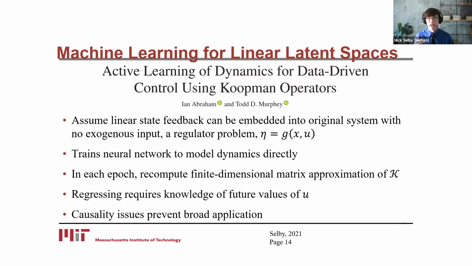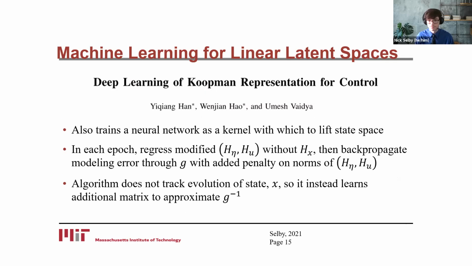Abraham and Murphy developed an algorithm a few years ago to actively learn dynamics of a system using Koopman operator theory. Their model assumes linear state feedback can be embedded into the original system, which limits their applications to regulator problems, but regulator problems are still important. They train a neural network to model the dynamics directly, and in each epoch, they recompute a finite dimensional matrix approximation of the Koopman operator K. However, because regressing requires knowledge of future values of control input, causality issues prevent truly broad exogenous application.